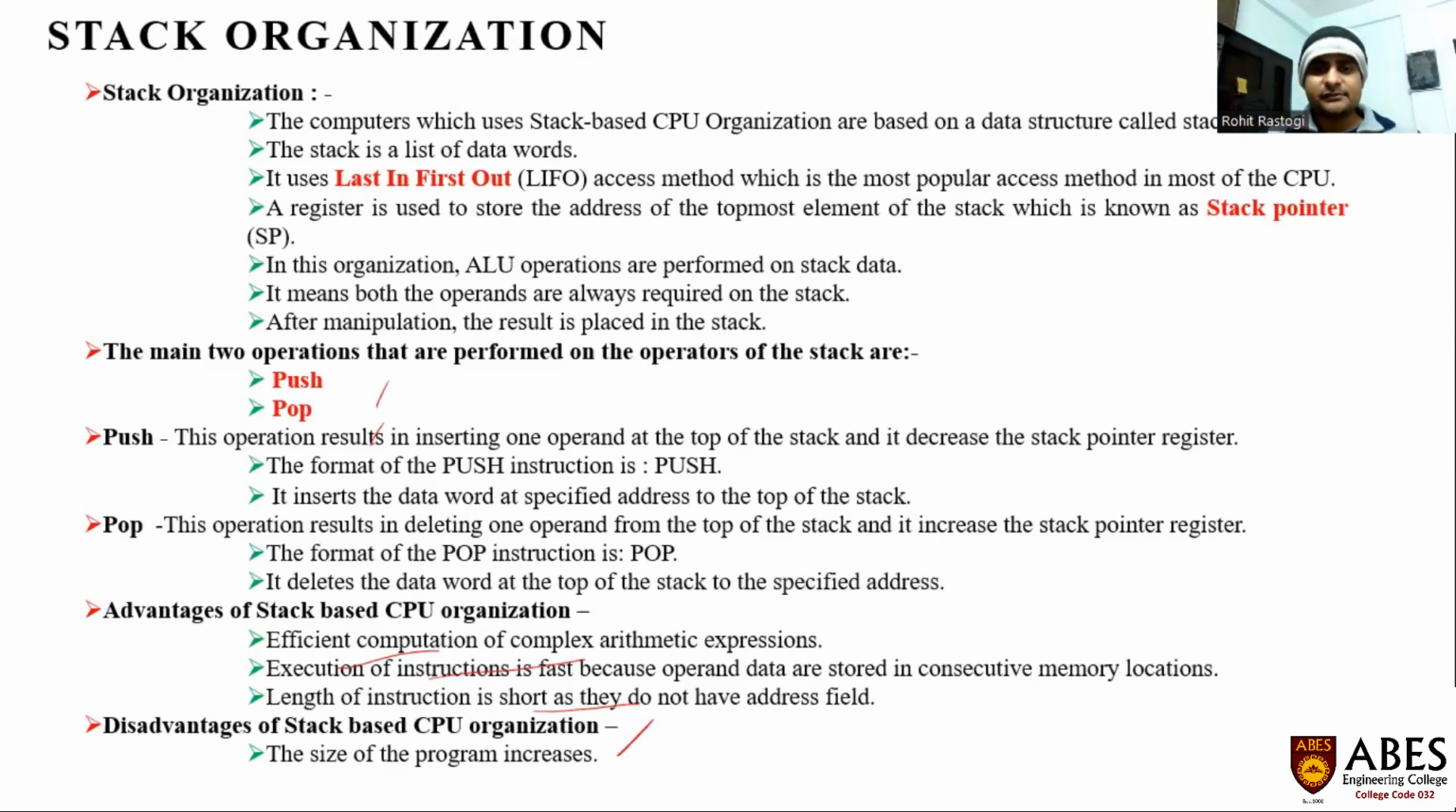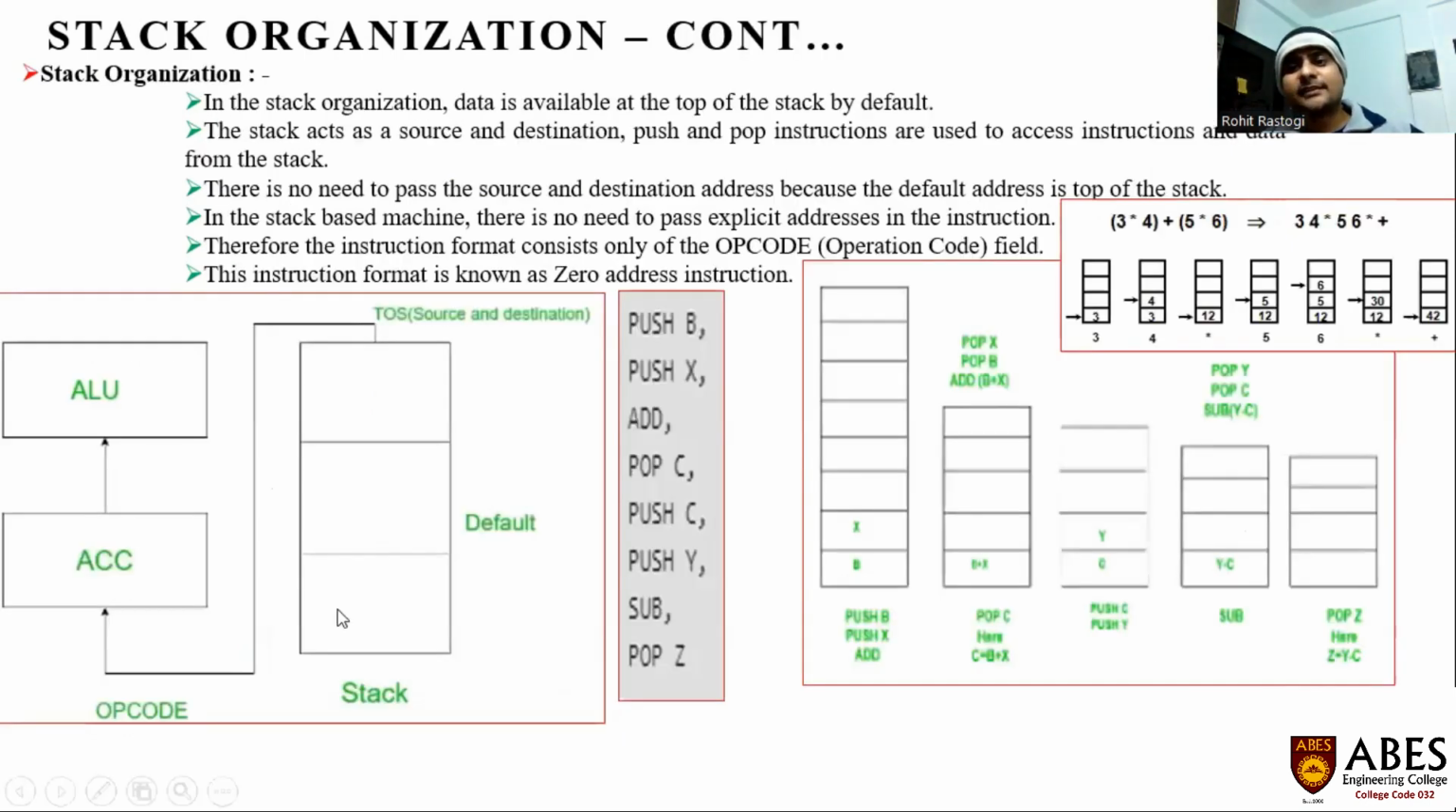Here we have an example where we can solve a numerical. With the help of RPN notation, reverse Polish notation, applying the BODMAS rule, the infix expression is 3 into 4 plus 5 into 6. Written in postfix notation, it becomes 3, 4, multiply, then 5, 6, multiply, and then the plus operator.